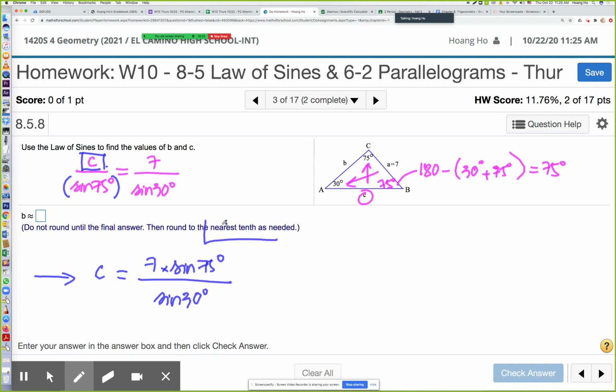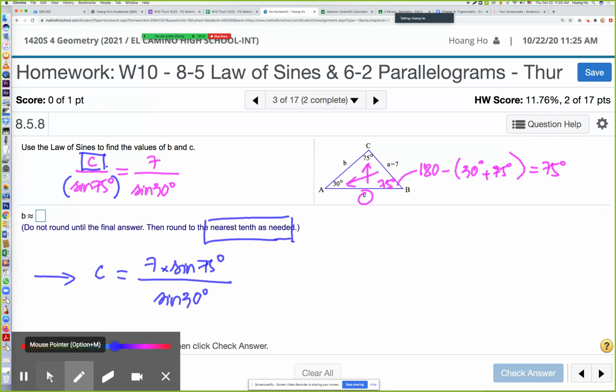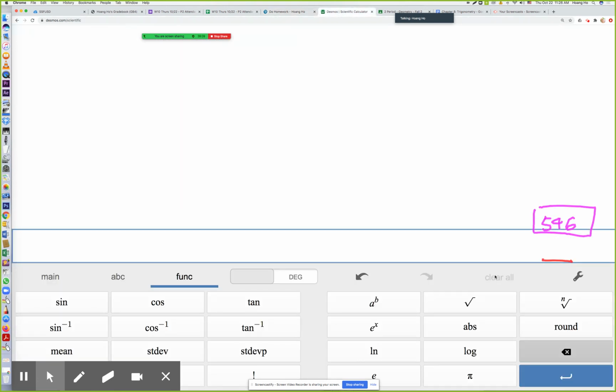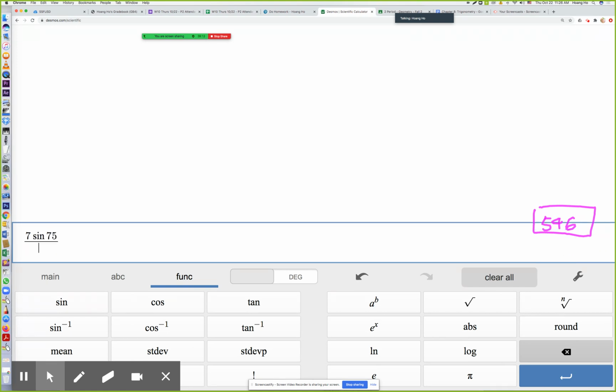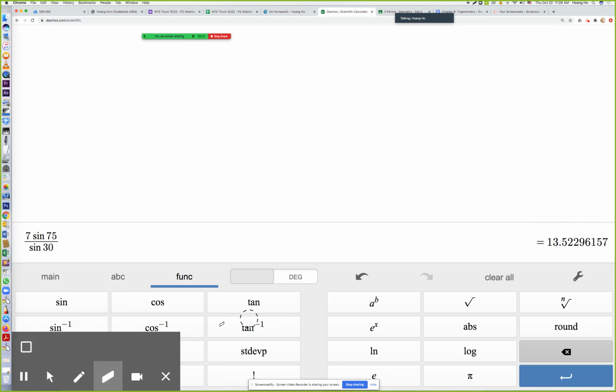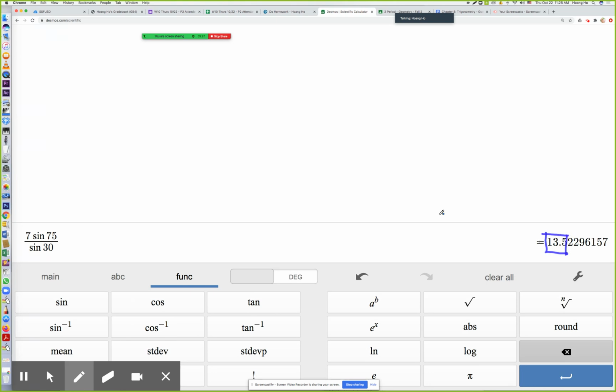They want the answer to the nearest tenth, so one decimal. So all you need to do is enter it in the calculator. Let's go to the calculator over here: 7 times sine 75 over sine 30. Now you're done, and the answer right here is 13.5, one decimal.